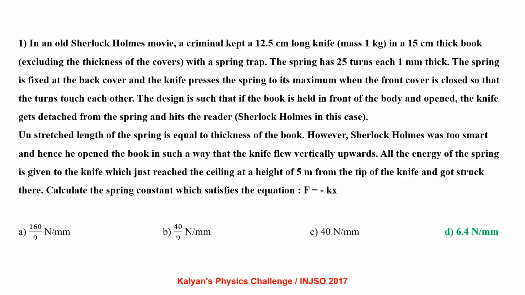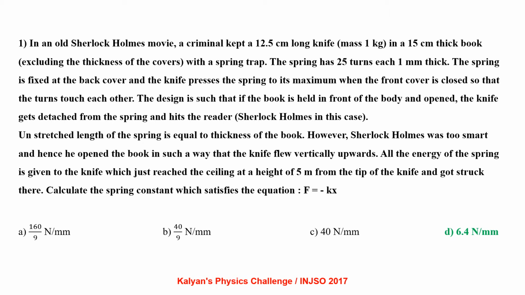In an old Sherlock Holmes movie, a criminal kept a 12.5 centimeter long knife, mass 1 kg, in a 15 centimeter thick book, excluding the thickness of the cover, with a spring trap. The spring has 25 turns, each 1 mm thick. The spring is fixed at the back cover and a knife presses the spring to its maximum when the front cover is closed so that the turns touch each other.